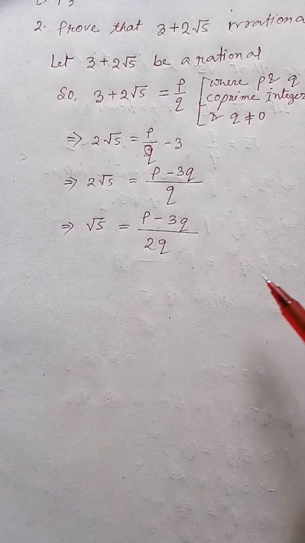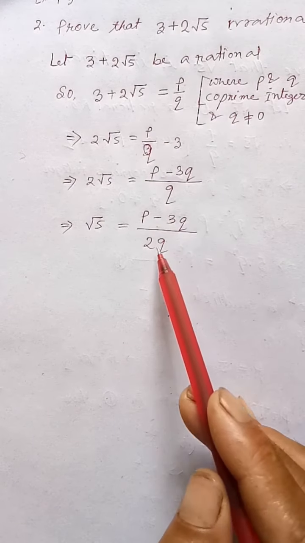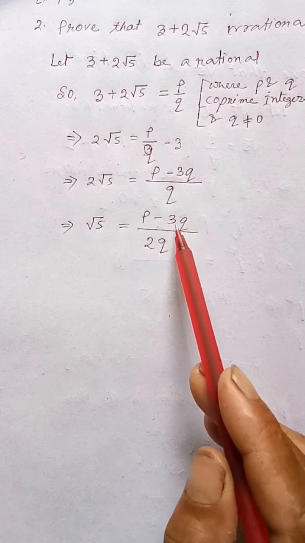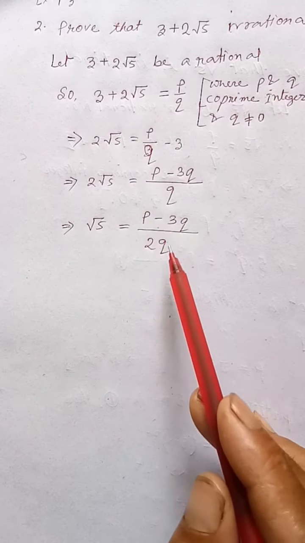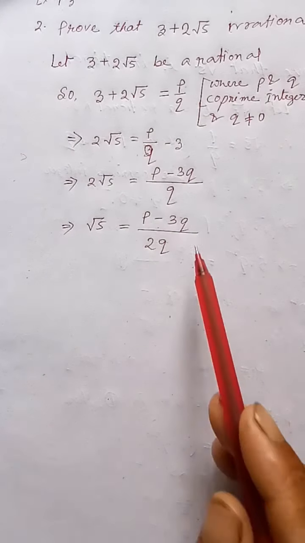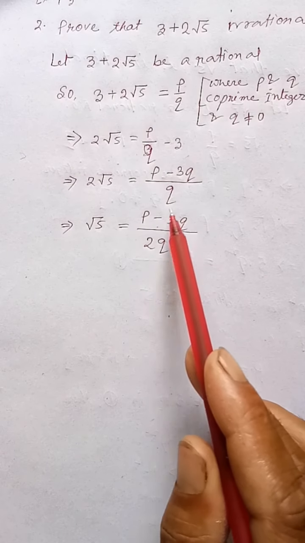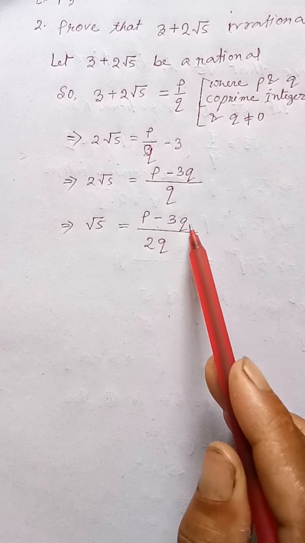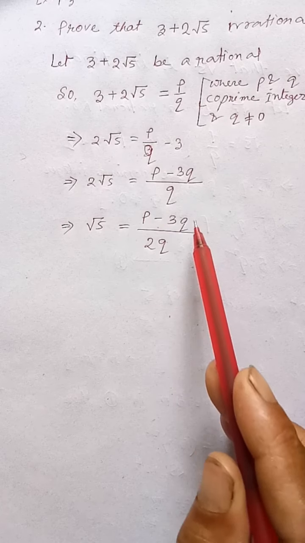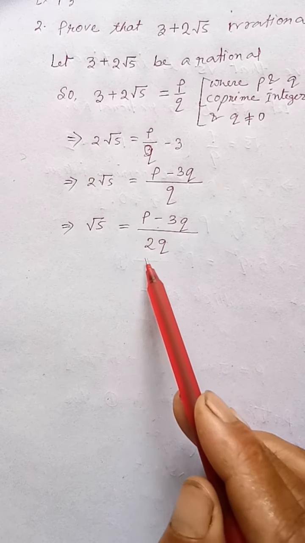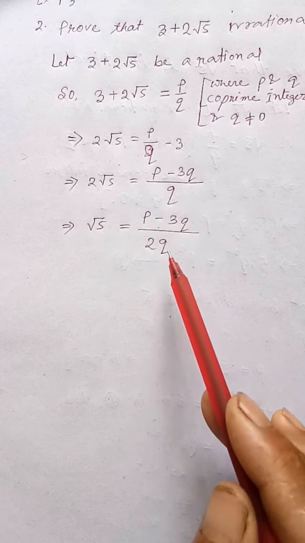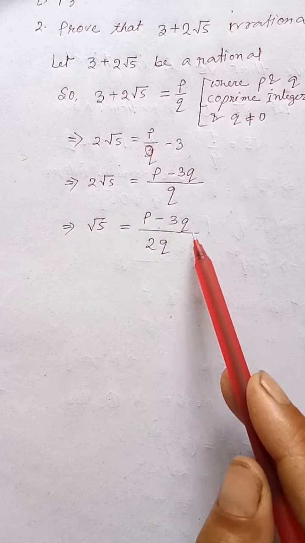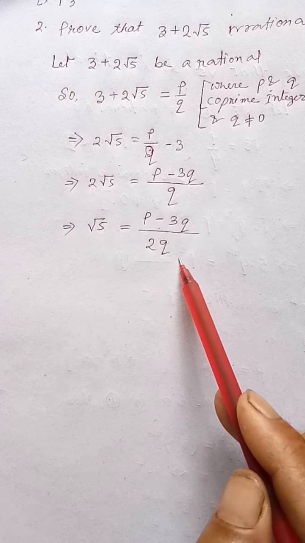Okay, now you observe carefully this value. 2 is an integer, minus 3 is an integer, q is an integer, p is an integer, q is an integer. So all these are integers. So after calculation you will get an integer by integer. Clearly a rational number. Integer by integer. So it is clearly a rational number.